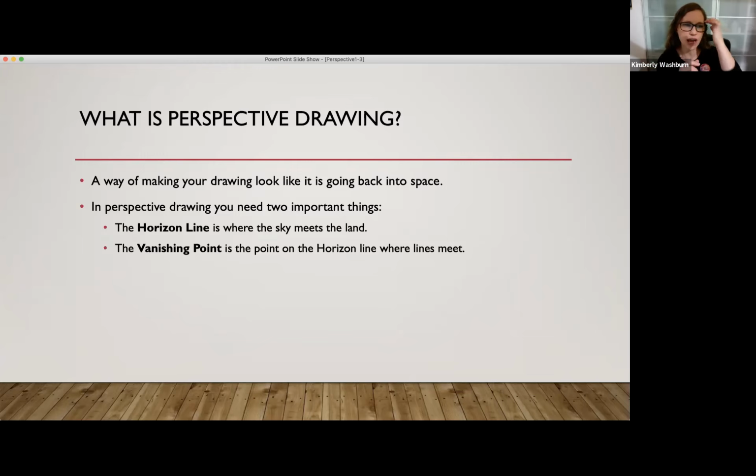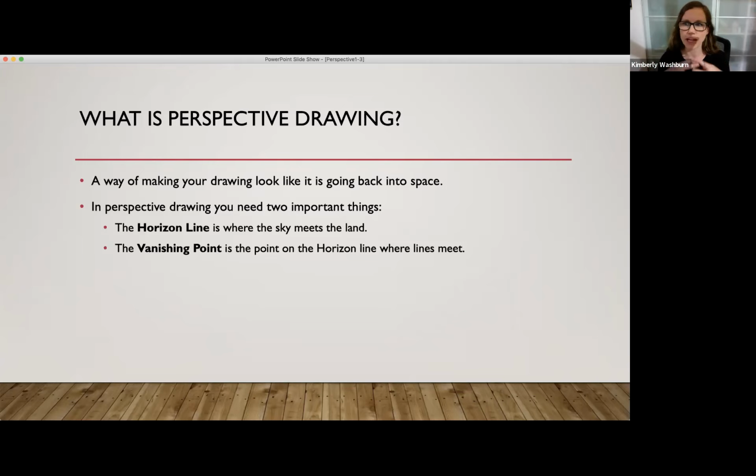And our second vocabulary word is called the vanishing point. These are kind of big words, but the vanishing point is the point on the horizon line where all of our lines are going to meet. That might sound a little confusing right now, but we're going to look at some images that will help us understand these two vocabulary words.